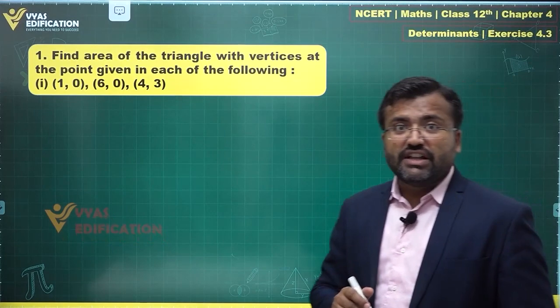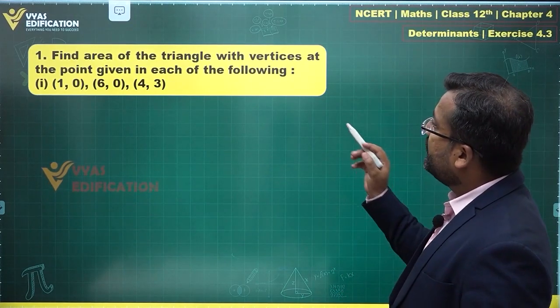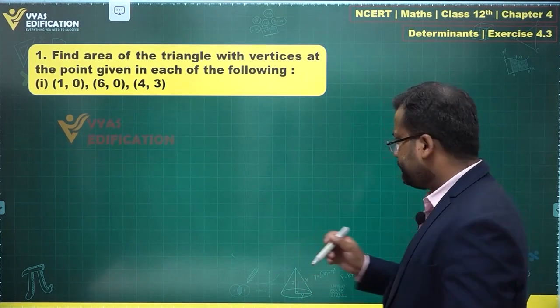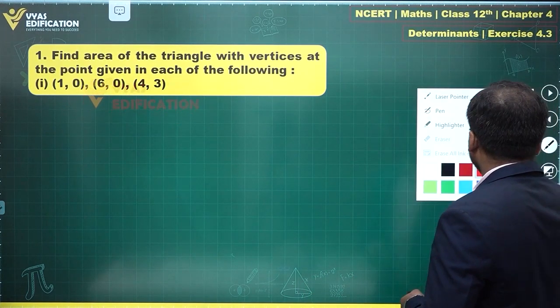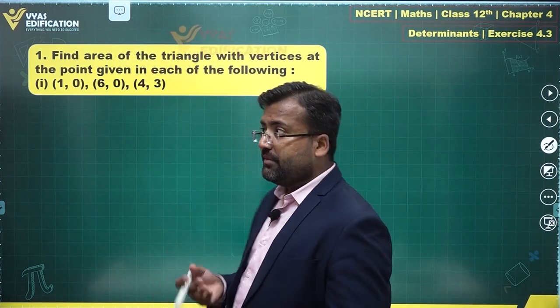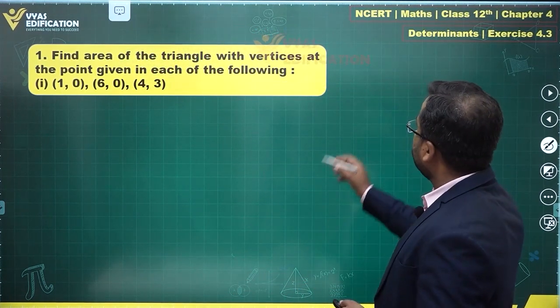Let's say the first question that we have is, find the area of the triangle with vertices at the point given in each of the following. Now, what are we supposed to do in this one? Not much. We are simply supposed to use the idea of determinants to find the area. How can you find the area?